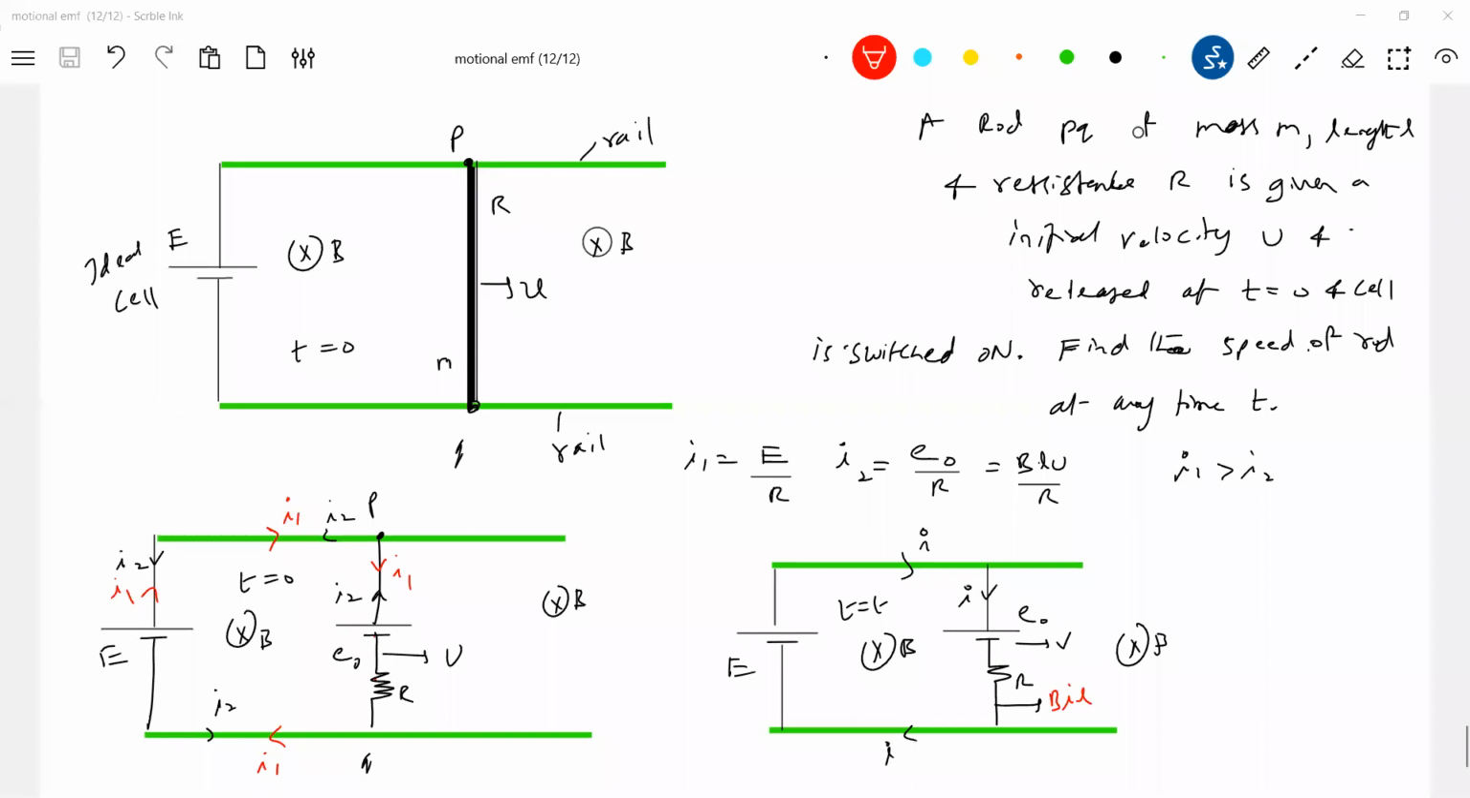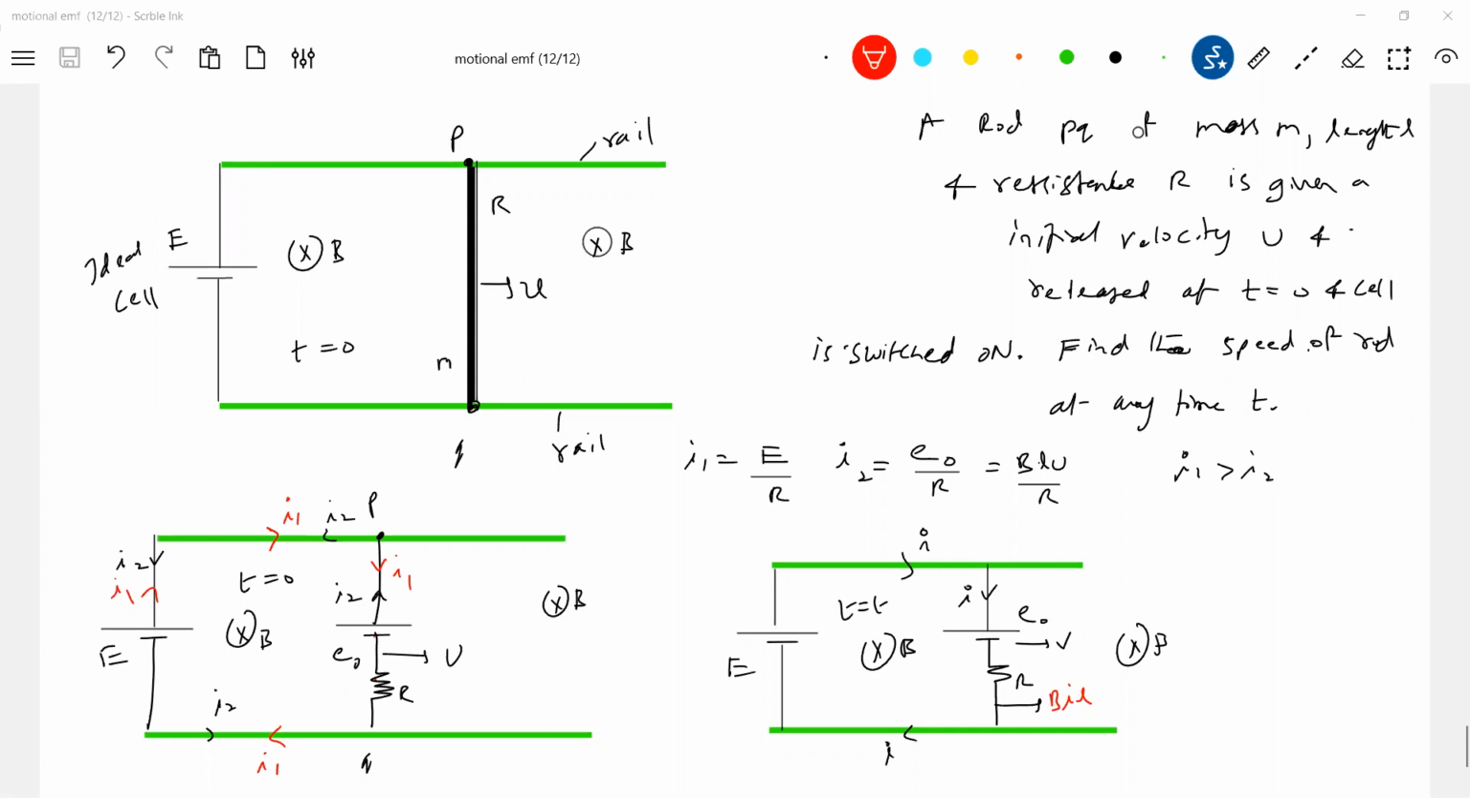Due to I1 towards right, due to I2 towards left. So what is I1? I1 is a cause. And I2 is a reaction. I1 and velocity are the cause. So what happened? I2 is a reaction. So with this, what can you expect, the speed of the rod will increase or decrease here? It will increase in this case.